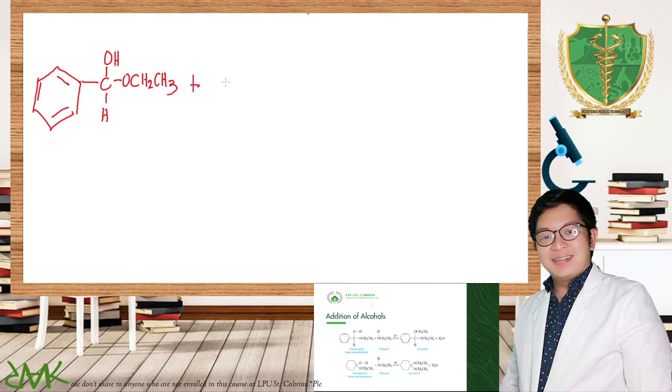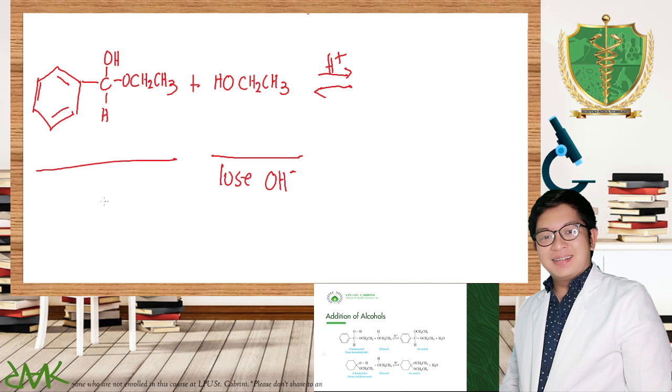Plus alcohol. What will happen? Again, the mechanism of alcohol: lose the hydroxyl group. Mechanism of our hemiacetal: lose hydrogen. If it loses a hydrogen from its OH, and loses the OH from the alcohol, what will happen?